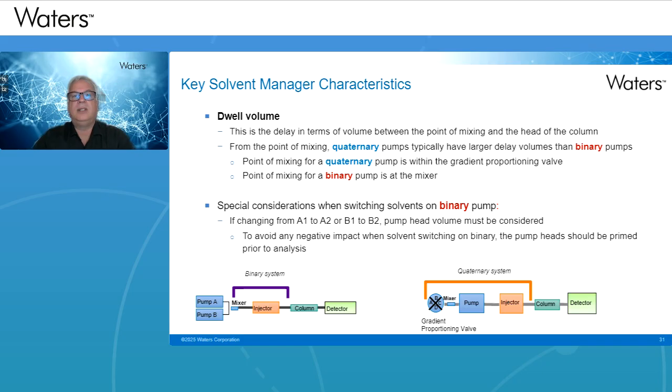Now let's look into the system. In the publication, they can use a binary system or they can use a quaternary system. A binary system has two pumps that will mix the solvent at high pressure, and then it will go through the detector and hit the head of the column after a certain delay.